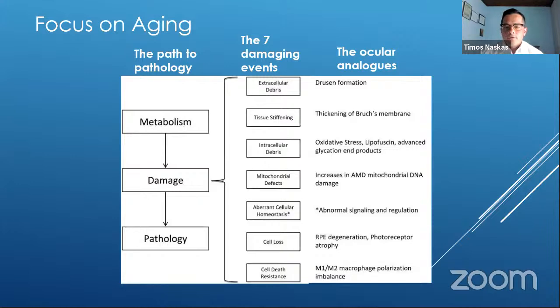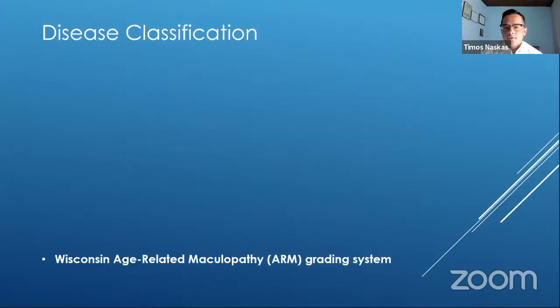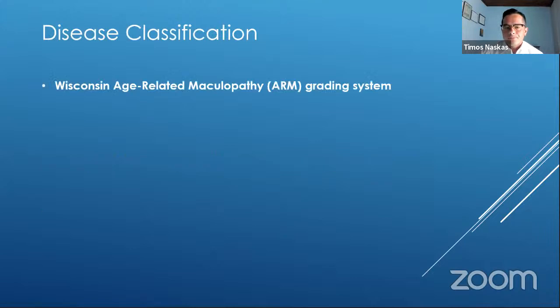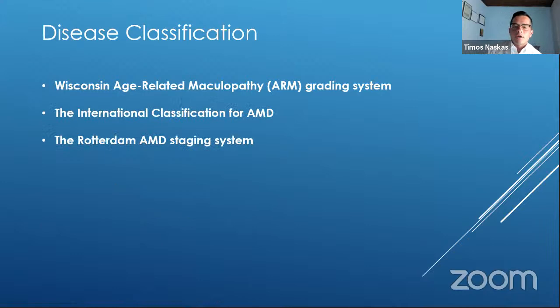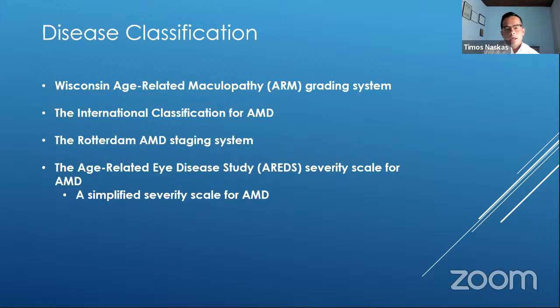So in terms of classifying the disease, there are several classification systems that are in place. All of them have a common characteristic. So here I'm mentioning the four major classification systems used in epidemiological studies. The REDS actually has one additional one, which is their simplified severity scale. For AMD, it's easier both in interpretation and in application as well.